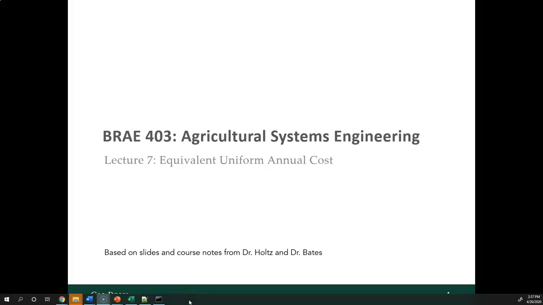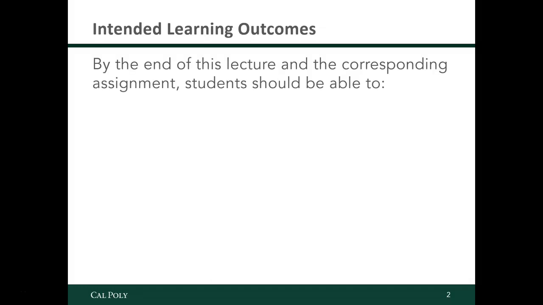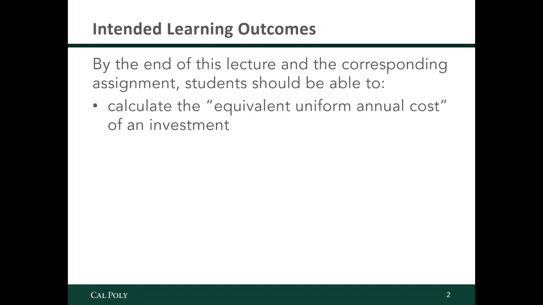Hi class, today's preparation is about equivalent uniform annual cost. So your intended learning outcome for today, what I want you to get out of this in the corresponding assignment, I want you to be able to calculate the equivalent uniform annual cost, or EUAC, of an investment. That'll allow you to compare alternatives for investment opportunities that have different time periods.